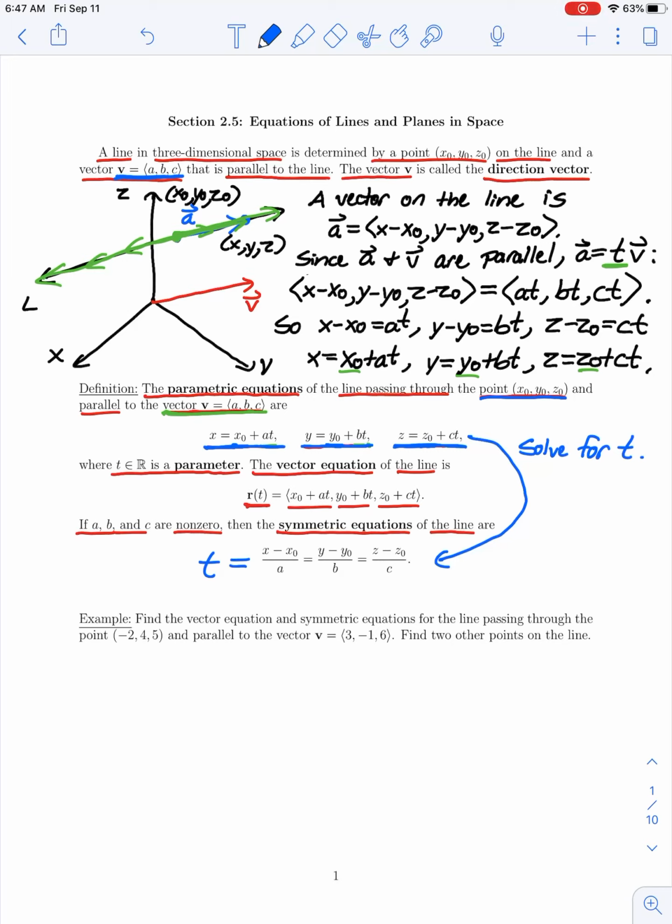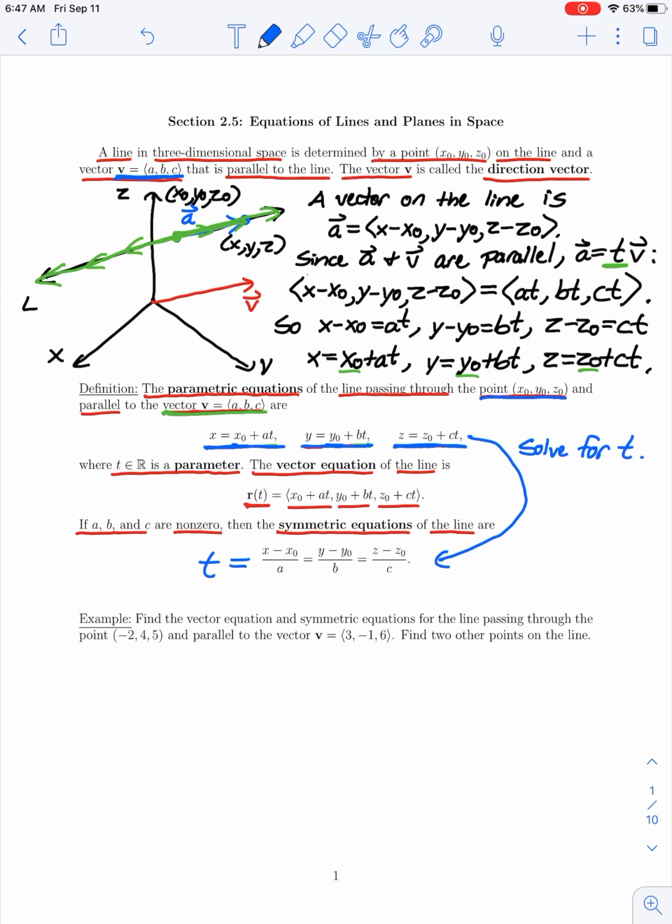In summary, for a line in 3 dimensions, we have to have a point on the line and a vector called the direction vector, which is parallel to our line. If we have those two pieces of information, we can find equations for our line, either in the form of parametric equations, a vector equation, or symmetric equations. So let's take a look at some examples working with equations of lines in 3 space.